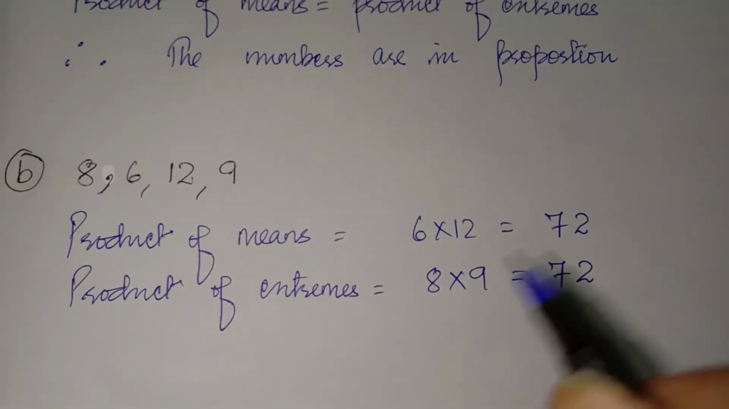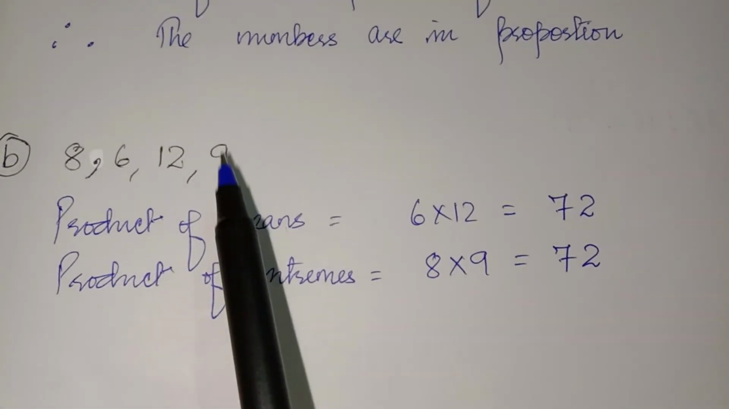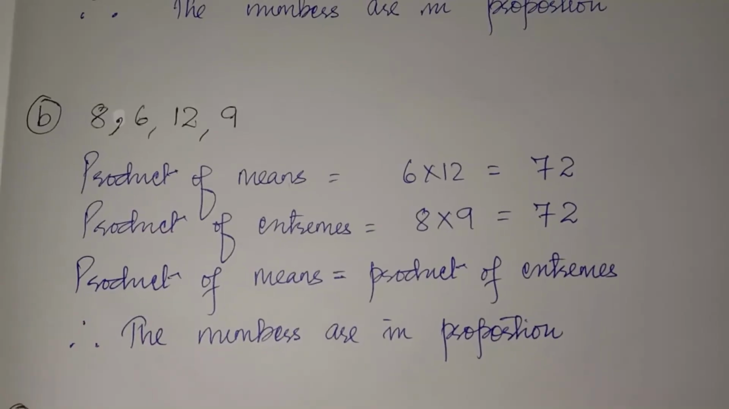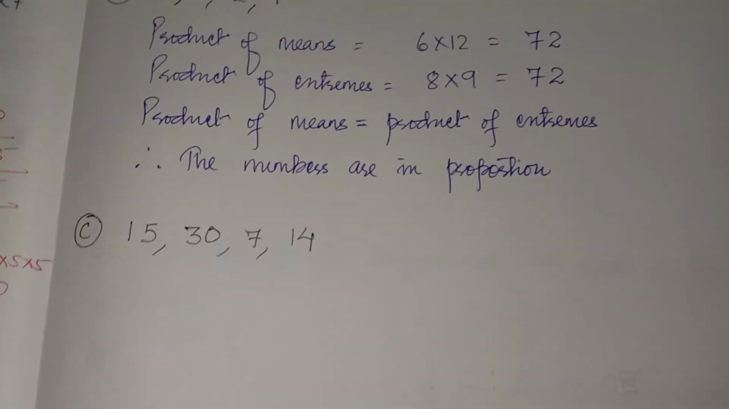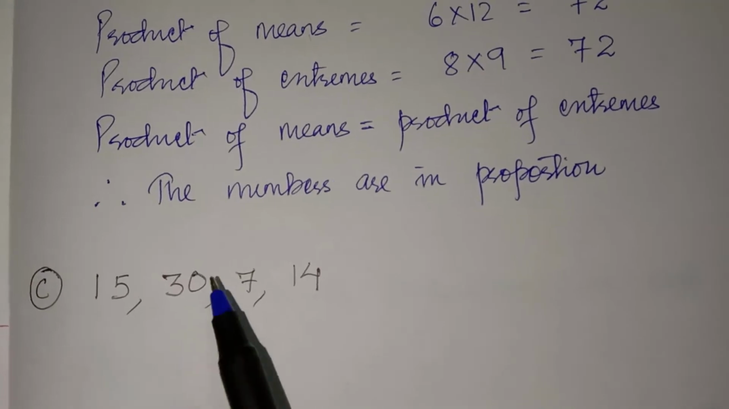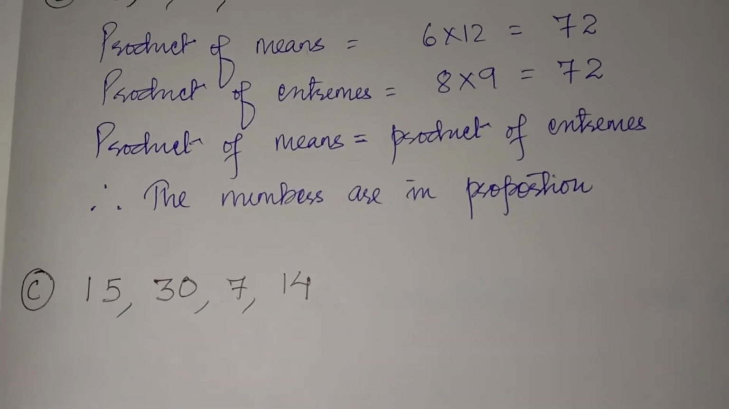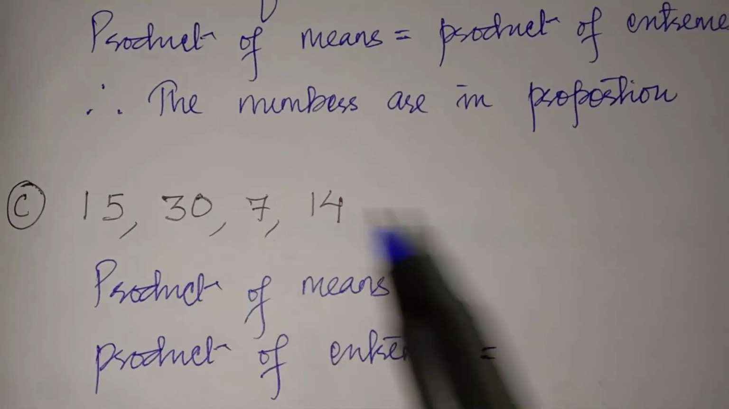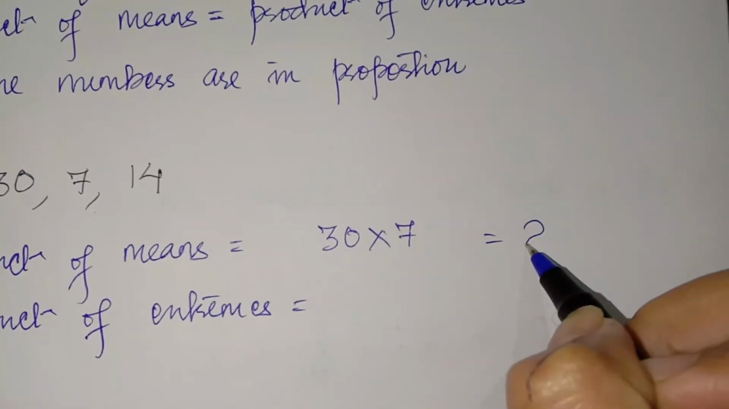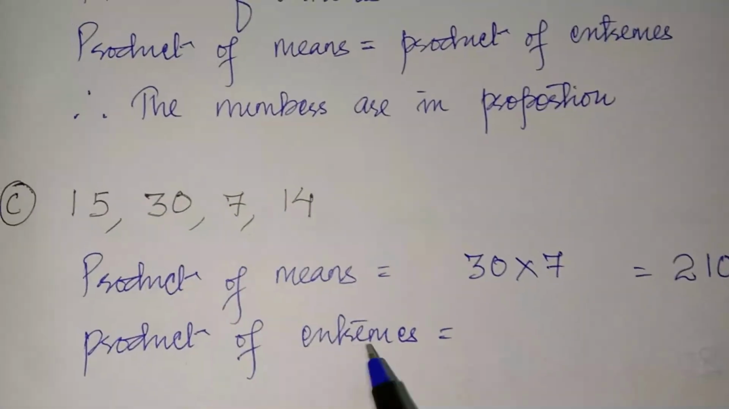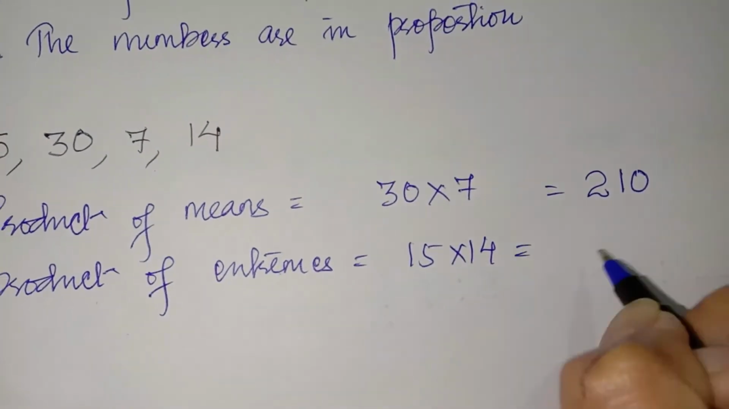So here we got the product of means and product of extremes are equal. So the four numbers are in proportion. Here question number C is same process. We will find the product of means and product of extremes. So here the product of means 30 and 7. 30 into 7. 7 3s are 21, 210. And product of extremes 15 and 14. 15 and 14 again it is 210.